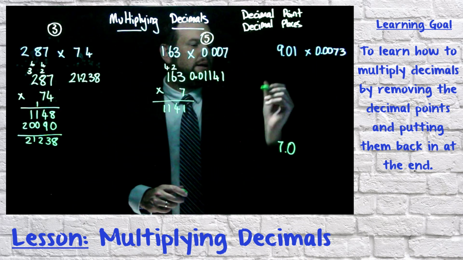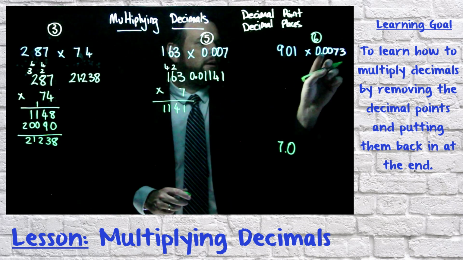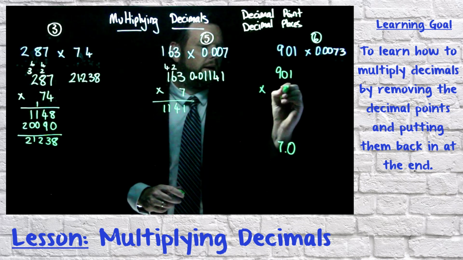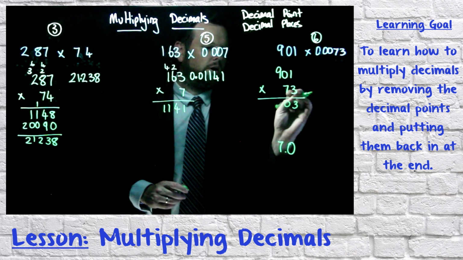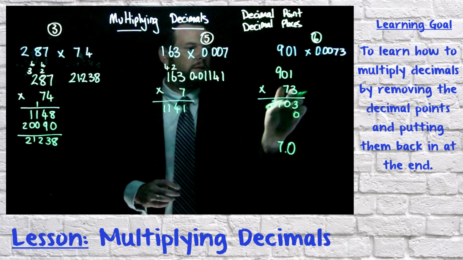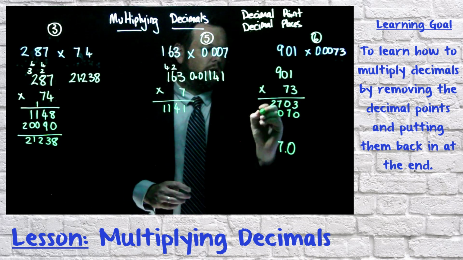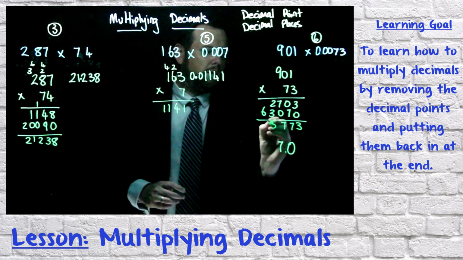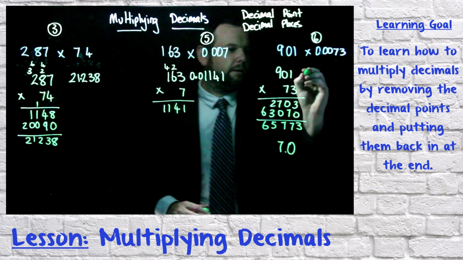Once again, this one over here, I have 1, 2, 3, 4, 5, 6 decimal places, okay? So I do this, 901 times 73, okay? 3 times 1 is 3, 3 times 0 is 0, 3 9s are 27. Okay, add in my 0. 7 times 1 is 7. 7 times 0 is 0. And 9 times 7 is 63. And now we add them up. Okay, so that's my answer. Let's write it up here.